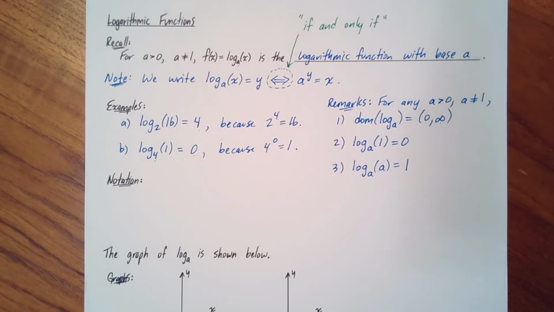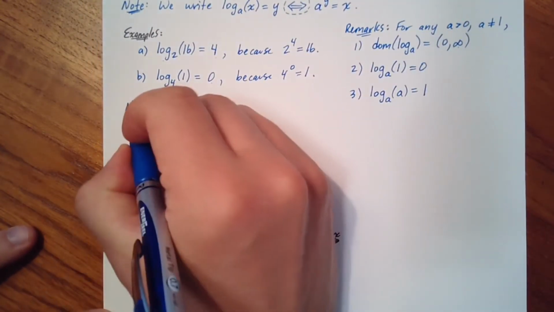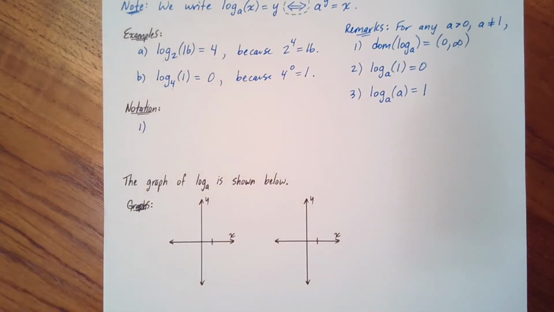So those are just a couple of properties. Some pieces of notation that are useful. Two bases that we commonly take are 10 and the exponential constant e.